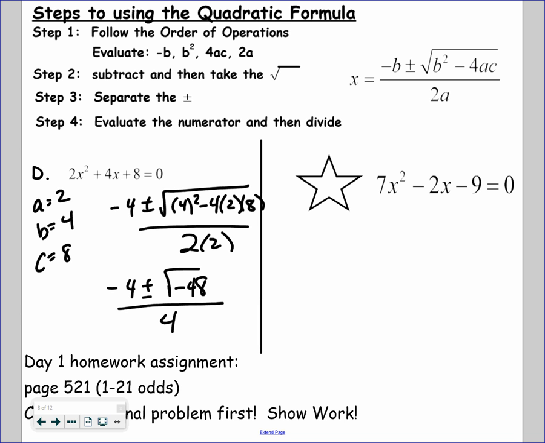Am I allowed to take the square root of a negative? We talked about this when we did the square root property in section 9.3. I'm not allowed to take the square root of a negative. It's going to be imaginary, which you will learn in Algebra 2. So the square root of negative 48 does not work, and so therefore there is no solution to this question.